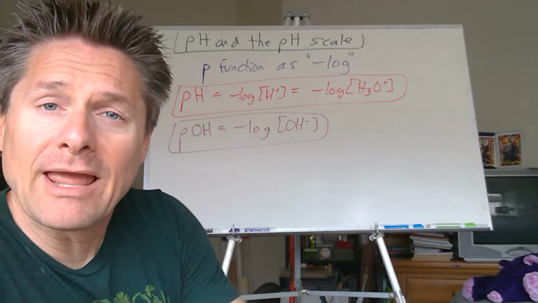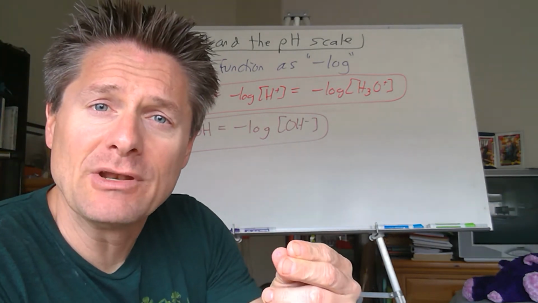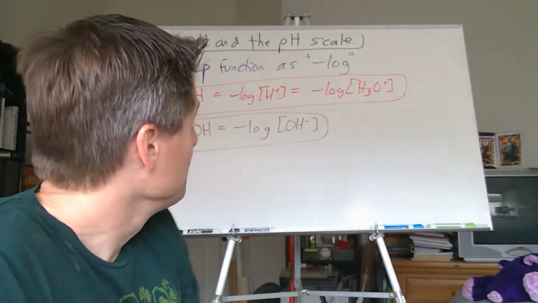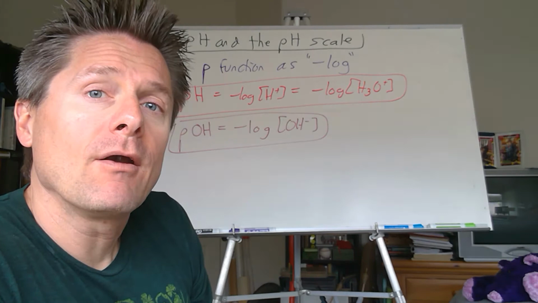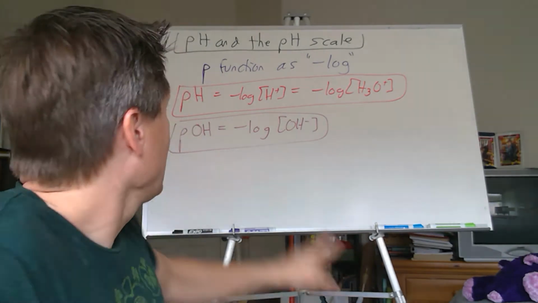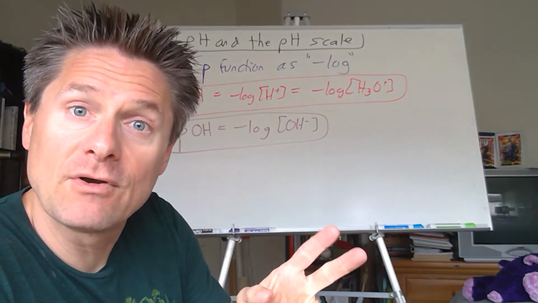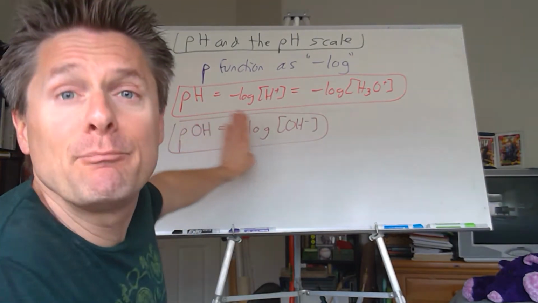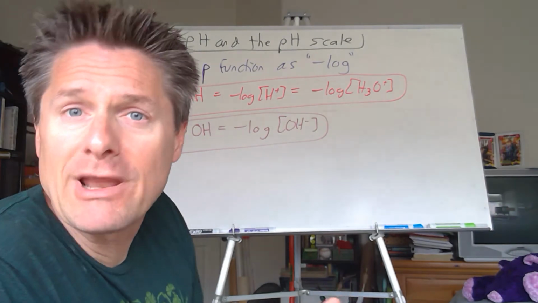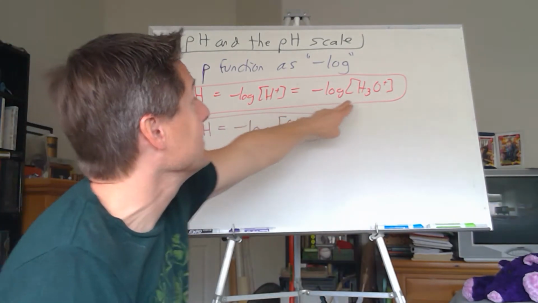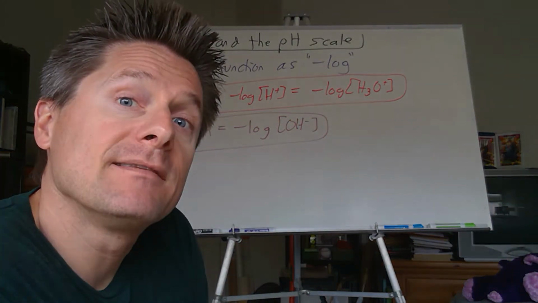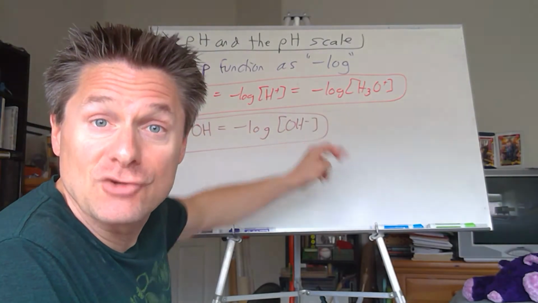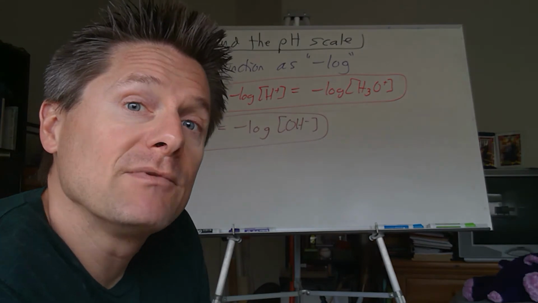If we know the hydronium ion concentration, we always know the hydroxide ion concentration just by using the Kw expression. But I can do a little shortcut here. If I know pH, I can always get pOH and vice versa because of this nice little trick. So if I have pure water, the concentration of hydronium ion is 1.0 times 10 to the minus 7. And the hydroxide ion concentration would also be 1.0 times 10 to the minus 7.